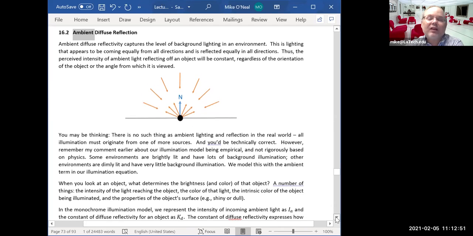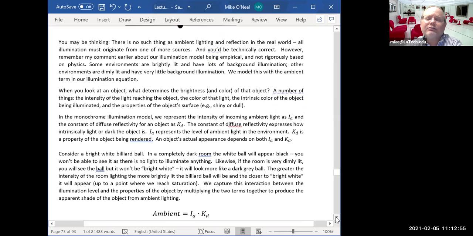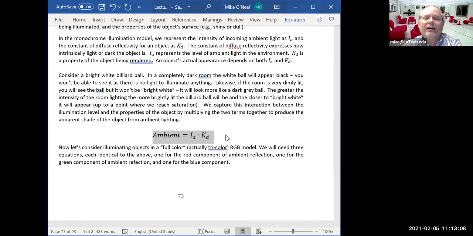So how do you compute it? Well, the light's coming in from all directions, it's going out in all directions, so it's essentially directionless. You don't have to worry about where the viewer is or lighting angles or anything like that, because there are none, or there are an infinite number of them if you want to think about it like that.